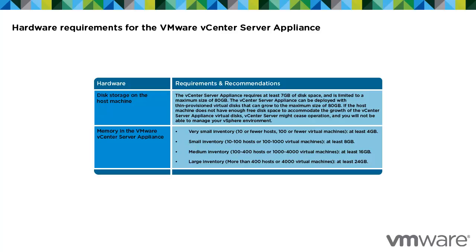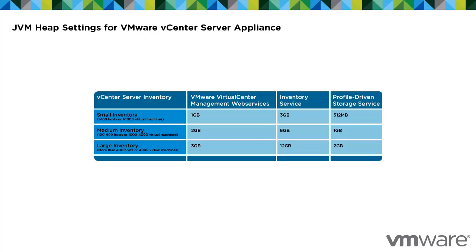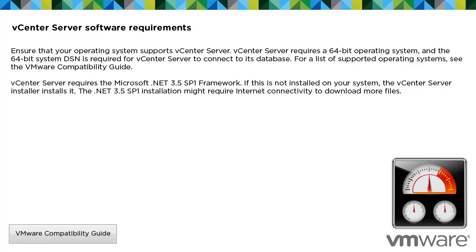The hardware requirements for VMware vCenter Server Appliance. The JVM Heap Settings for VMware vCenter Server Appliance. Ensure that your operating system supports vCenter Server. vCenter Server requires a 64-bit operating system, and the 64-bit system DSN is required for vCenter Server to connect to its database.